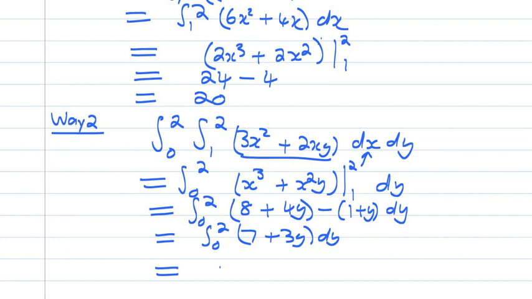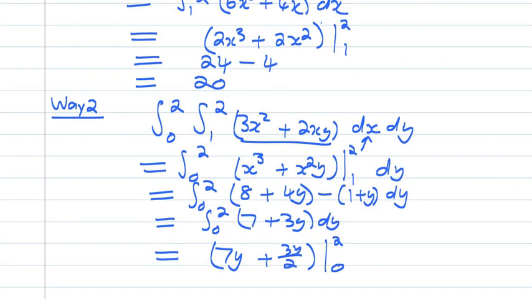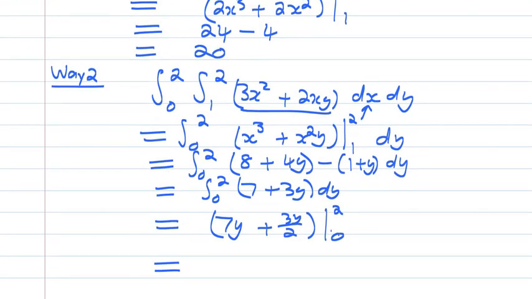So now, in my second method, it becomes a first year problem all in terms of y. So I integrate 7, so that's 7y, and the integral of 3y is 3y squared over 2. And by the FTC, you draw a line, the top bound is 2 and the bottom bound is 0. And so now, as before, I replace all the y's with 2, so I get 14 plus 6, and if I replace all the y's with 0, it's 0 plus 0.